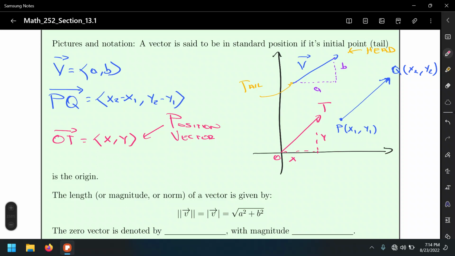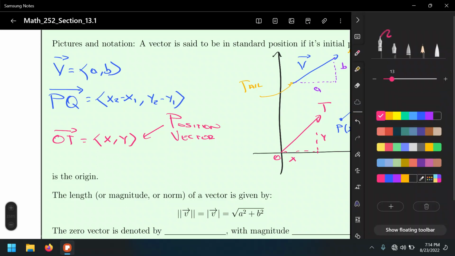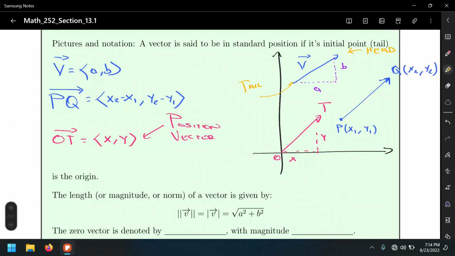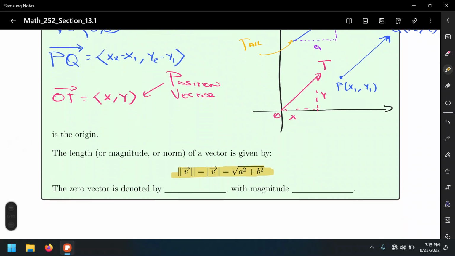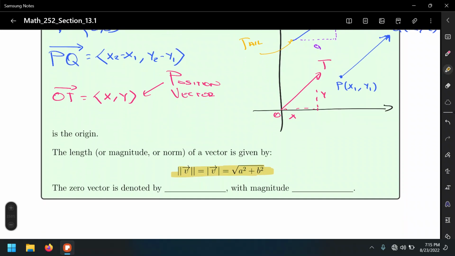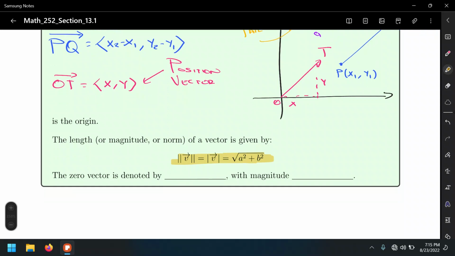So this is what we have here for the magnitude of the vector. It's the square root of the sum of the squares of the components A and B. It's nothing other than a result of using the Pythagorean theorem in this setting. All right? And we need to be very careful with the notation. So actually the magnitude is also known as the length and the norm.